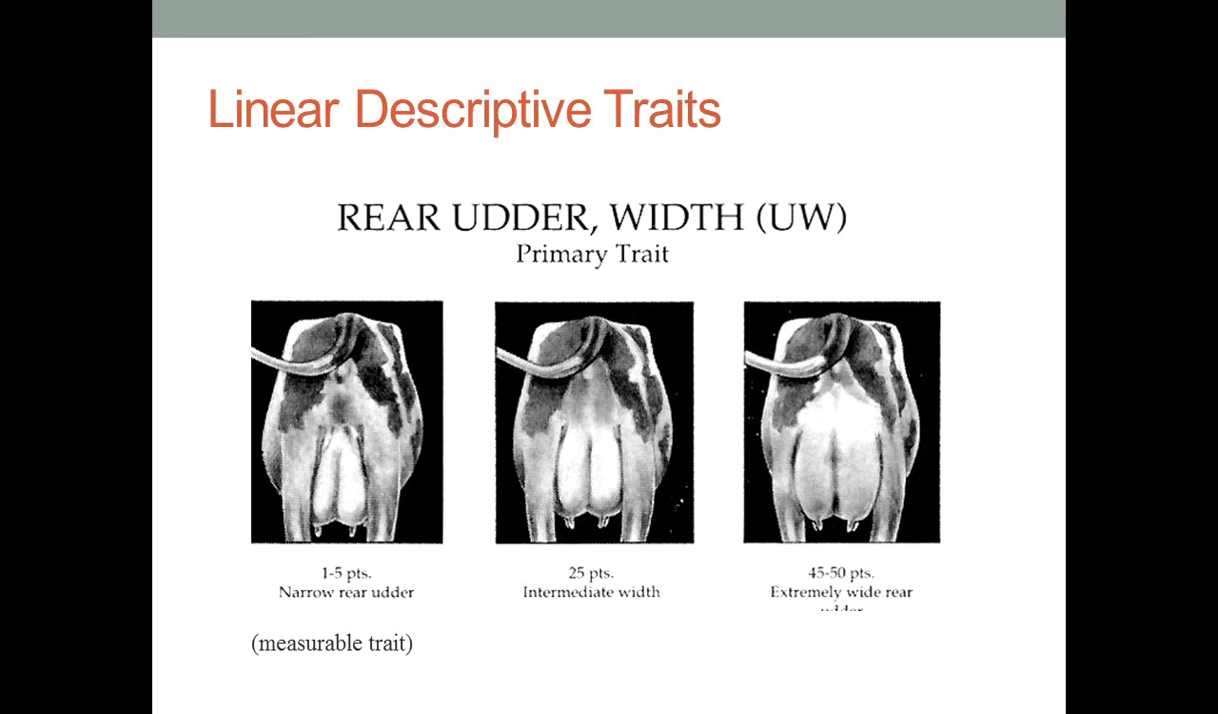A score of 45, a very high score, a very wide rear udder attachment, is a rear udder that is 7.5 inches wide at that point. If it's a score of 25, we've got a rear udder attachment 5.5 inches wide. And the narrow, a score of 5, is a width of 3.5 inches wide.